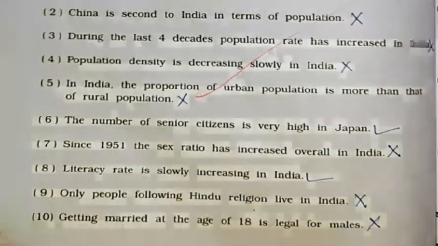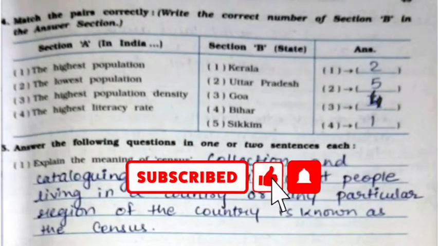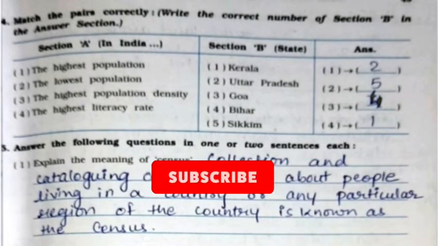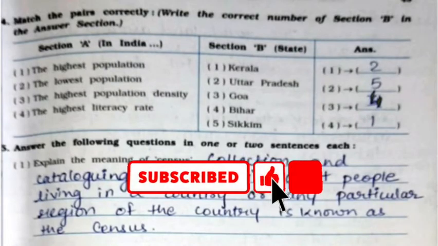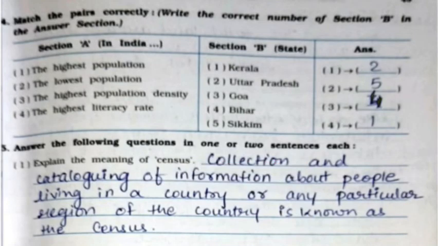Now we'll continue with question number 4, that is match the following. First one, the highest population, it's option number 2, Uttar Pradesh. Second, the lowest population, it's option number 5, Sikkim. Third, the highest population density, it's option number 4, Bihar. Fourth, the highest literacy rate, it's option number 1, Kerala. Now we'll continue with question number 5.